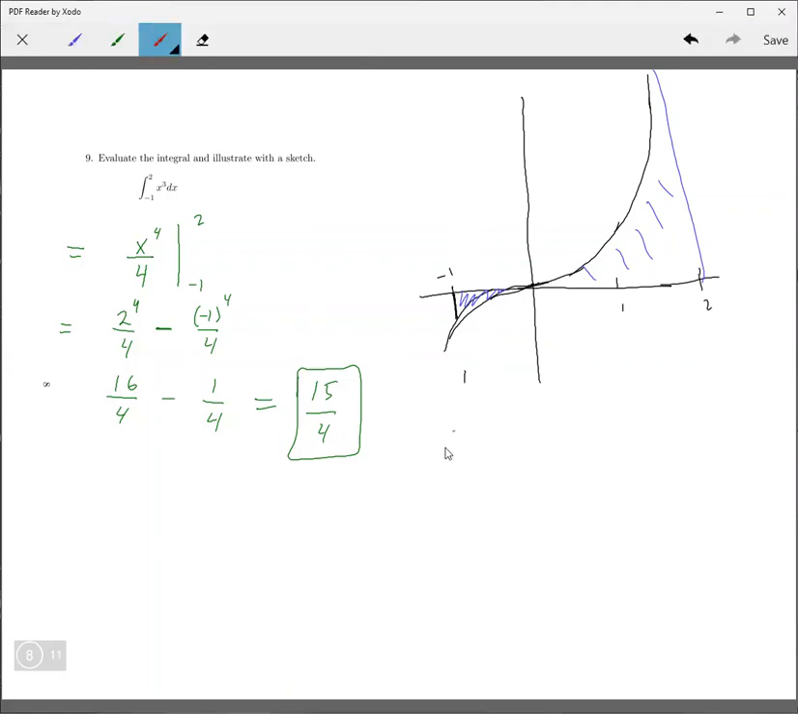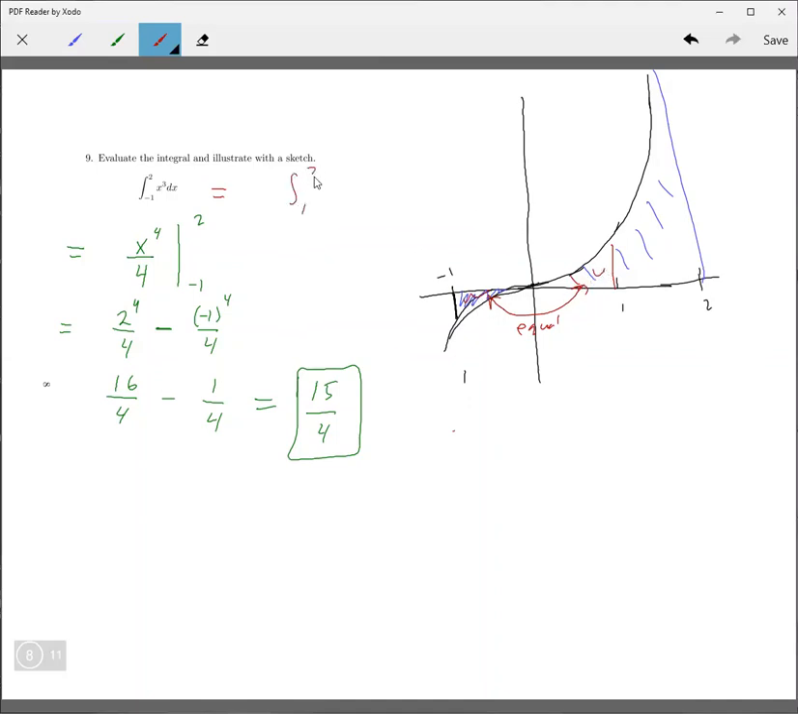Another way that's interesting here, let me just point something out right here. Another way that you could have done it is you could have said this area and this area are going to be the same, right? These two areas are going to be the same. And then this is negative area, this is positive area. So they're just going to cancel each other out.